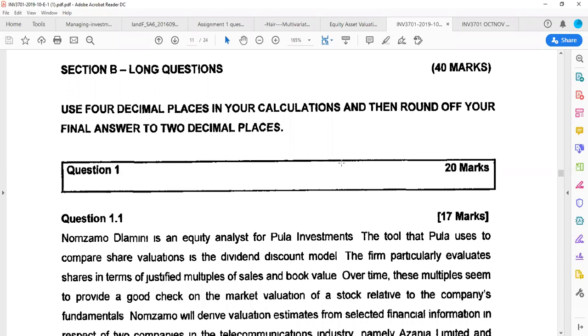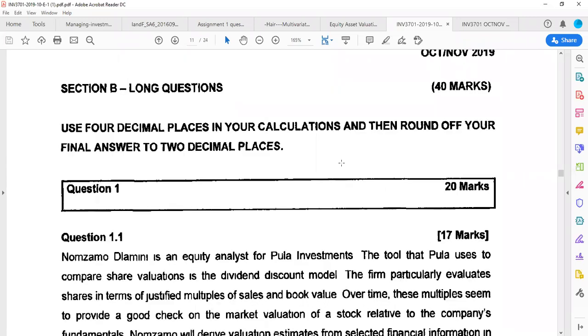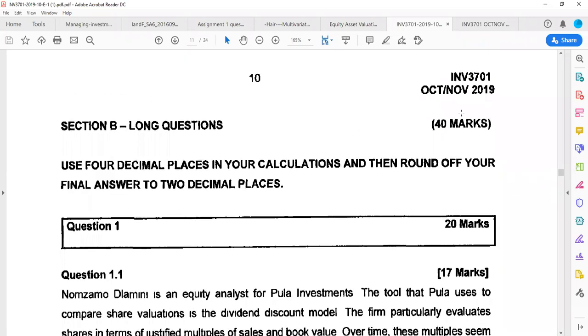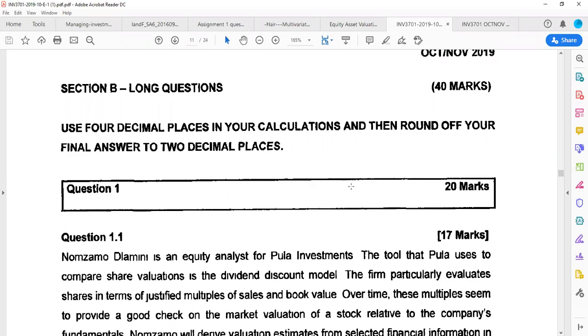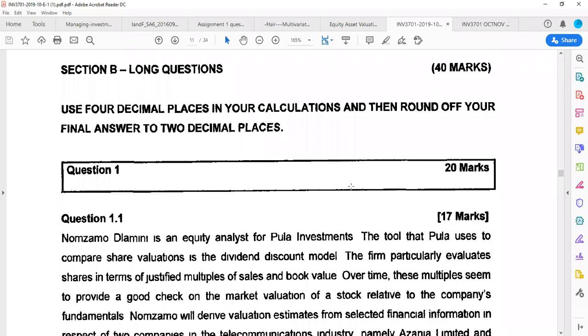So this first recording is going to focus on May, June, October, November 2019 section B. I'll just go through the section B questions, the section with 40 marks. And then in your own time, you can work through the multiple choice questions. The solutions I give you via email when I share the link to the video will also contain the multiple choice questions, okay? Right, so let's start going through this. It'll be a short recording, probably almost 30 minutes or even less.